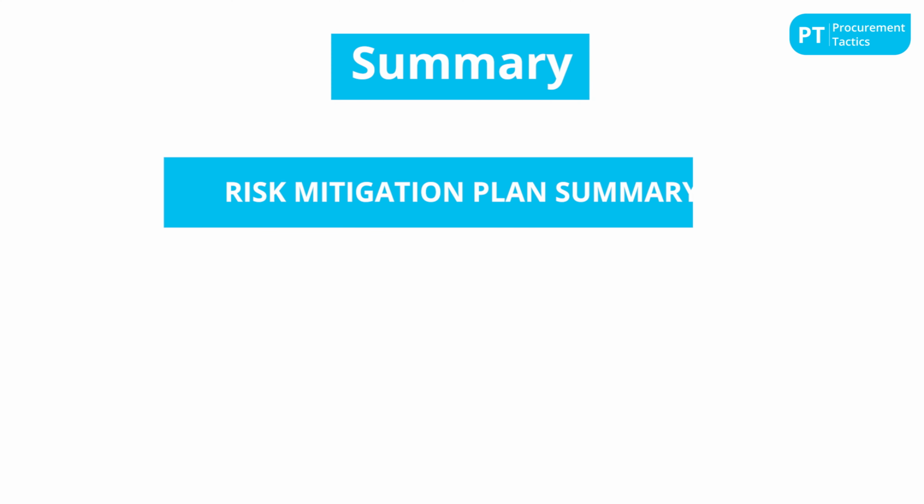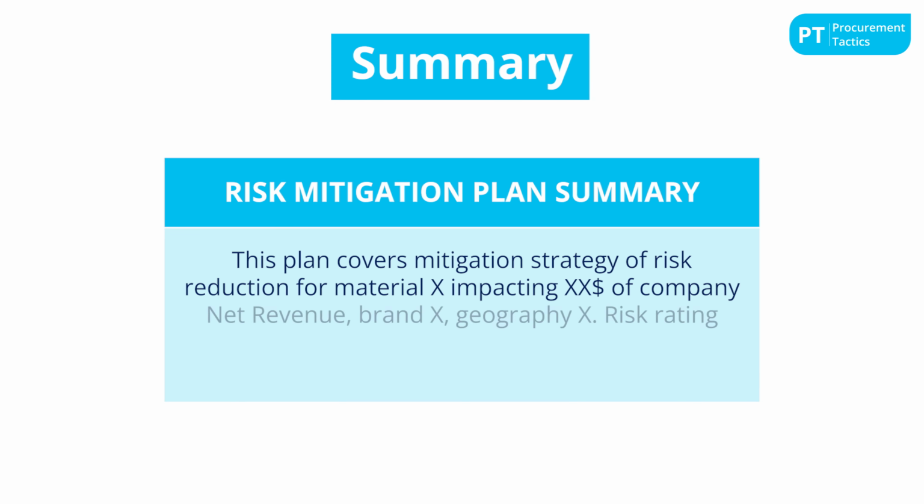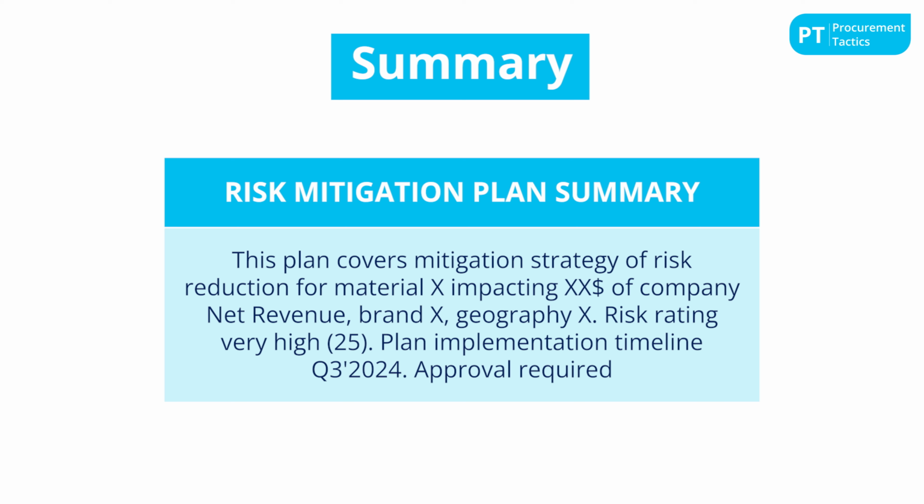Furthermore, we will focus on the key sections of the BCP plan, such as summary, definitions, ownership and roles, budgeting and KPIs, governance and reporting. Let's look into key elements of the BCP as per our template. Summary. The executive summary of your risk mitigation plan gives a quick overview of the specific risk being addressed. It provides key highlights of the document. This is an example of what it can look like.